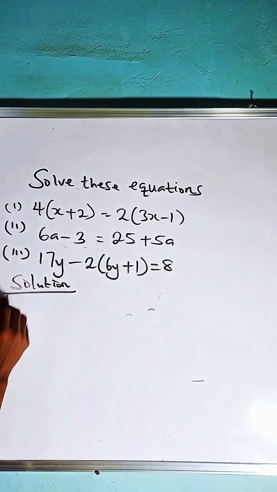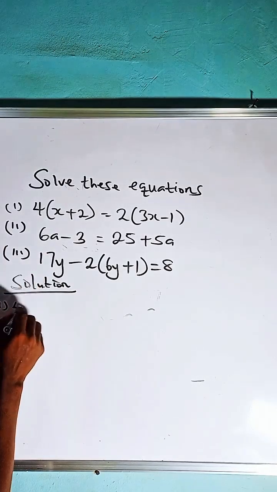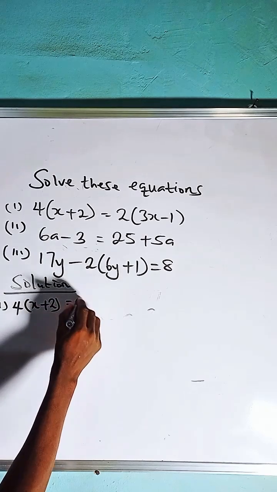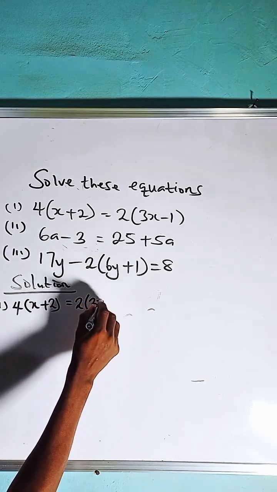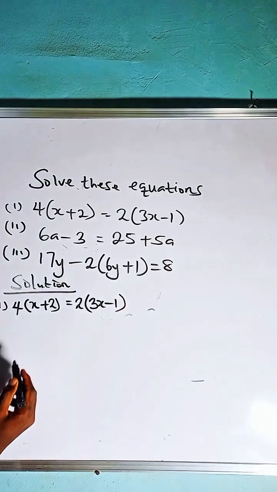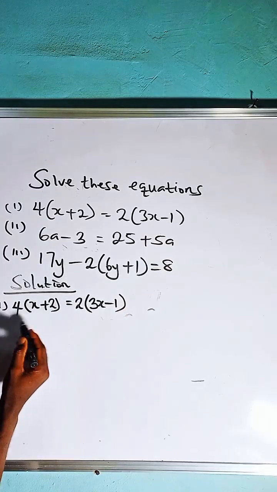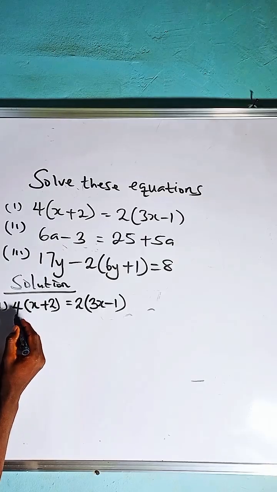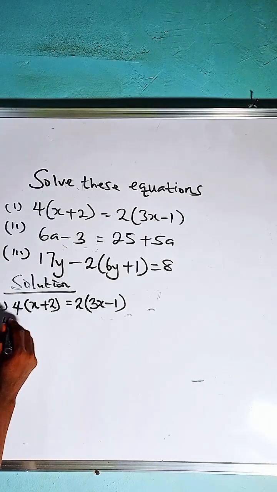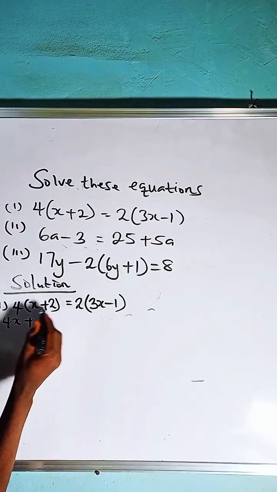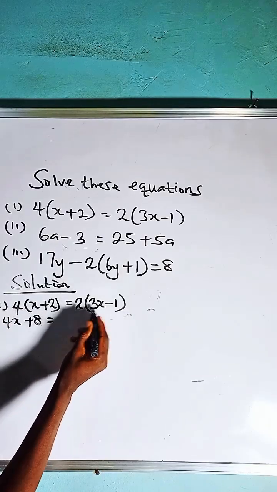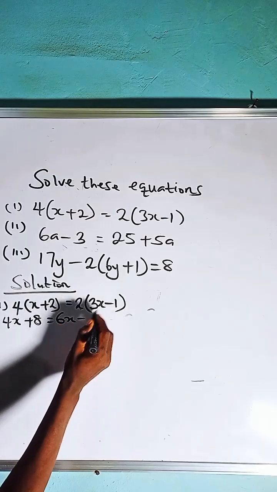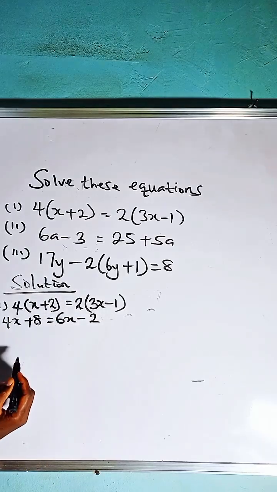For the first equation, we have 4 into (x plus 2) equals 2 into (3x minus 1). To solve this equation, we have to distribute, multiplying what we have in the brackets with 4. So we say 4 times x is 4x, plus 4 times 2 is 8, equals, and we open up this by multiplying: 2 times 3x is 6x, minus 2 times 1 is 2.